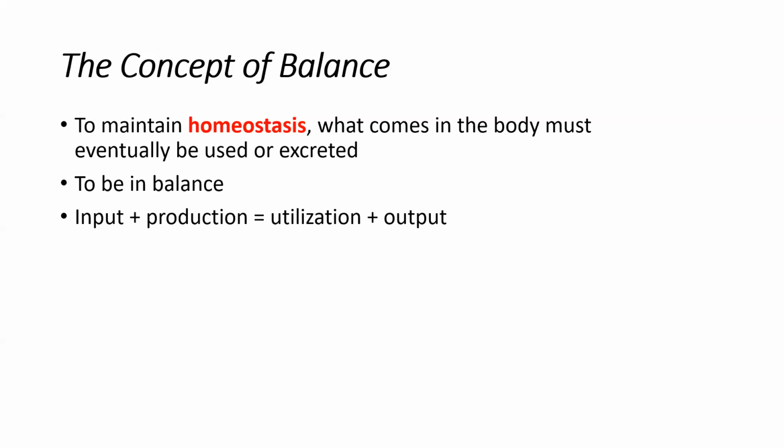If I'm drinking a certain amount of water a day, I must be producing a certain amount of urine per day, depending on how much my body is using water and how much water I'm producing. So there needs to be a balance between what I'm putting into the body and what I'm producing, and what I am using and what I am excreting from the body. The inputs and production should always be equal to the utilization and the output.